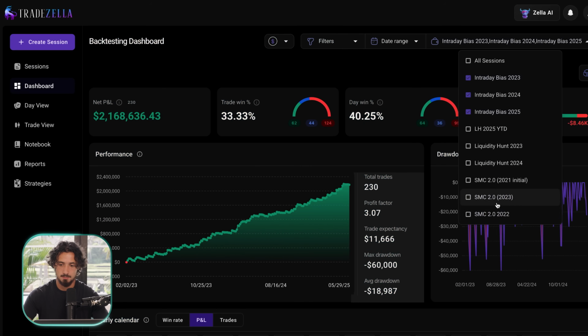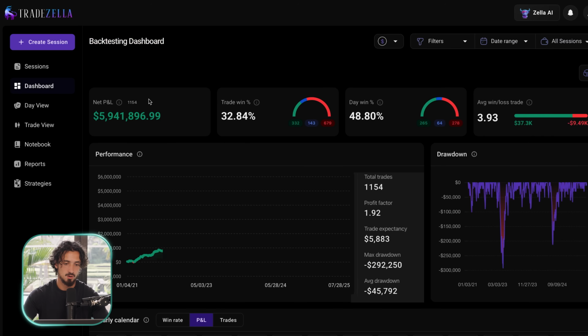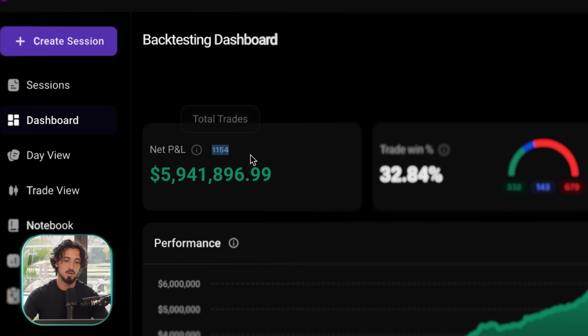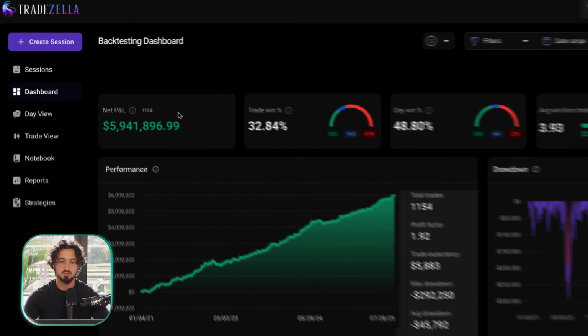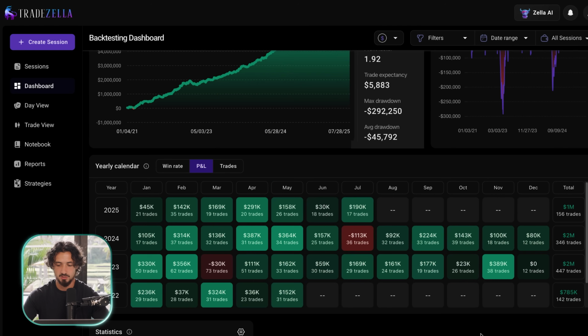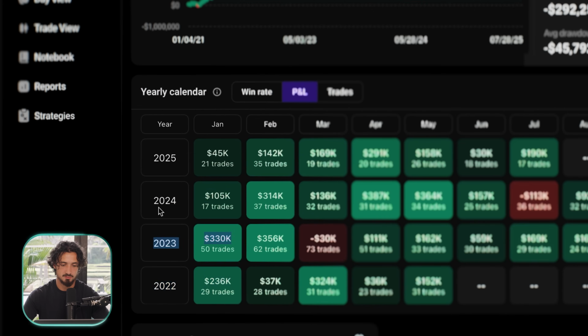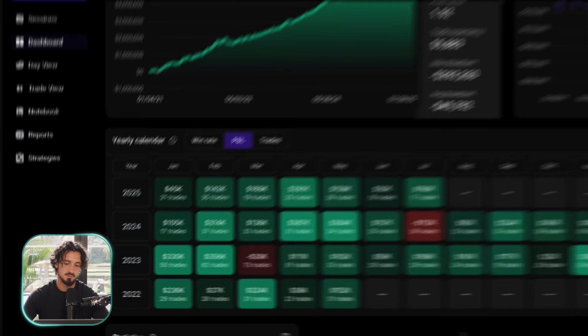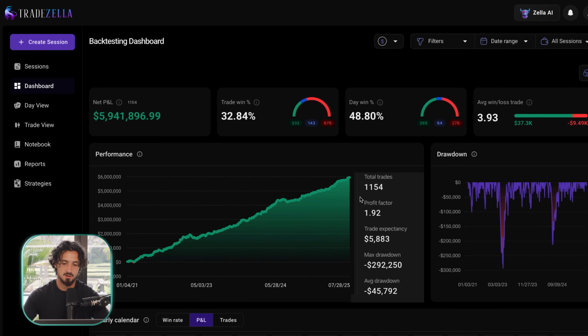Because in my models, I have over 1,154 executions. These aren't baby numbers. That's 1,154 trades, and that's the data on them. 2022, 2023, 2024, and 2025. That's over 3 years of data, over 1,150 executions.